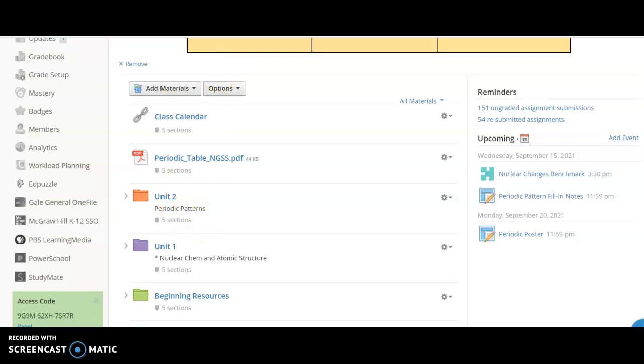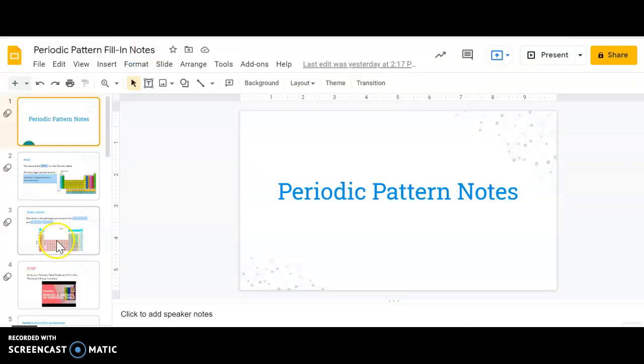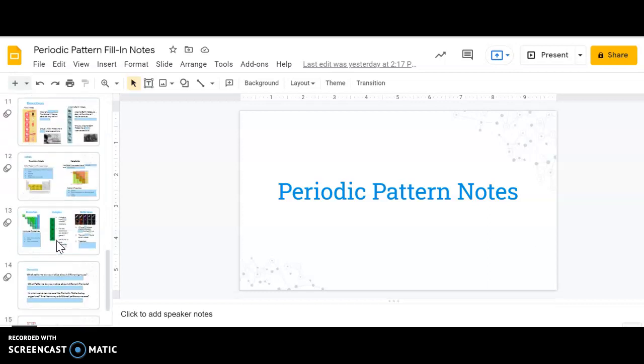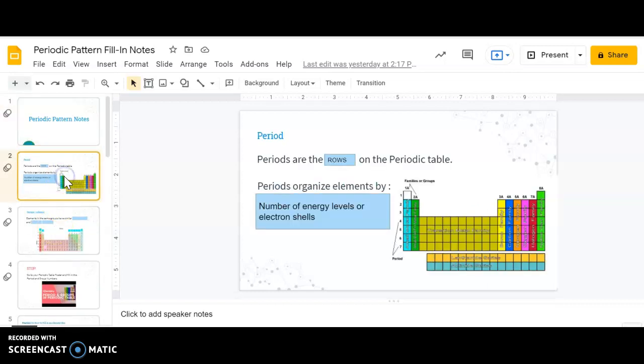So for our periodic notes, in here there's some videos throughout that help you answer the slides in the notes. So a period is a row. A period is the horizontal row going across, and it tells you the number of energy levels. And energy levels are the rings, like the electron cloud. So period 1 has 1 energy level. Period 2 has 2 rings of electrons, so it can hold more electrons. So the farther down you go, the larger they get, the farther out the electrons are.